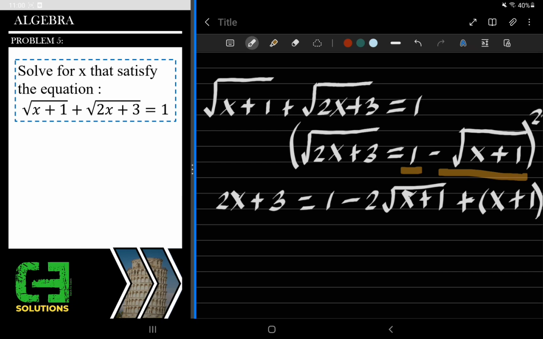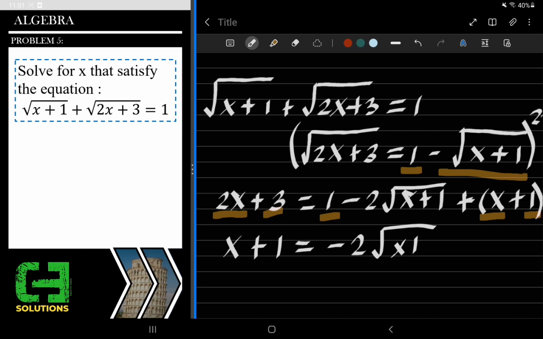Okay, so simplify or combine like terms. That is 2x minus x, that will be x. Then 3 minus 1 minus 1, so that is 1. And negative 2 square root of x plus 1.